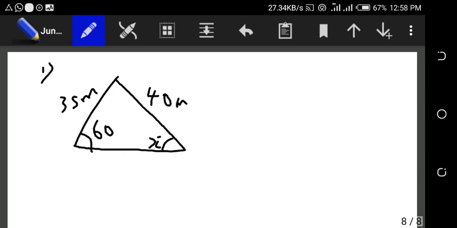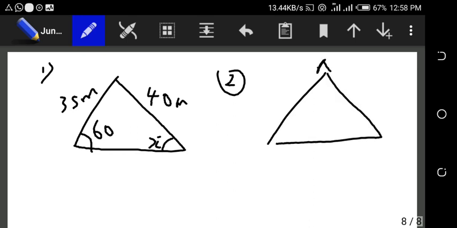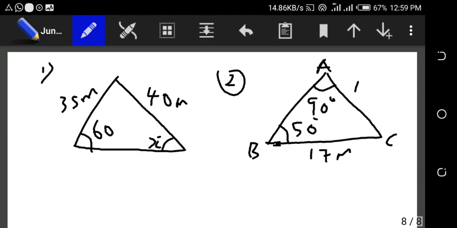In this case, number 2, look at this triangle here, labeled A, B, C. If we have B to be 50 degrees and A to be 90 degrees, such that we have here to be 17 meters, find B. So find the lettered angle. In this case you are looking for B.